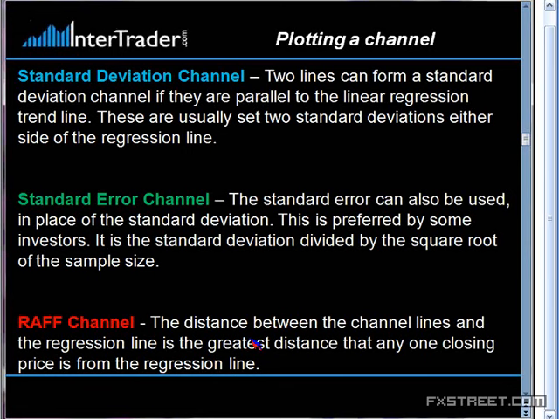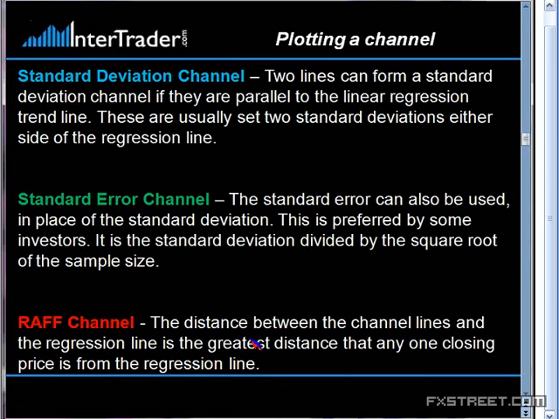Then we've got the standard error channel. The standard error channel can also be used in place of the standard deviation. It's preferred by some investors, and it's just mathematical. It's the deviation divided by the square root of the sample size. So again, it's very much like Fibonacci, very much like Elliott wave. It's just a mathematical representation of how the market's moving. That's all these things are. Nothing more complicated than that.